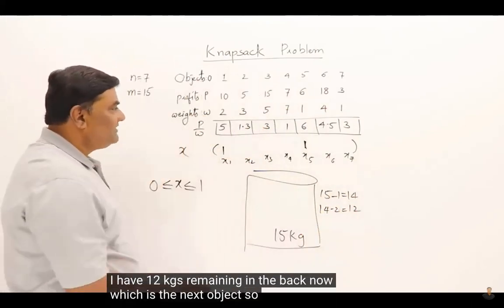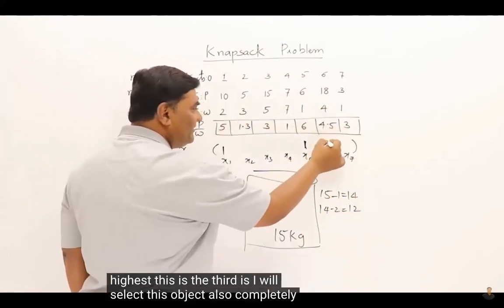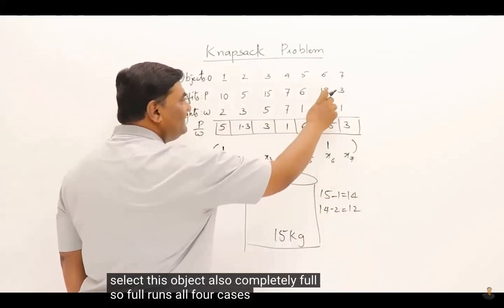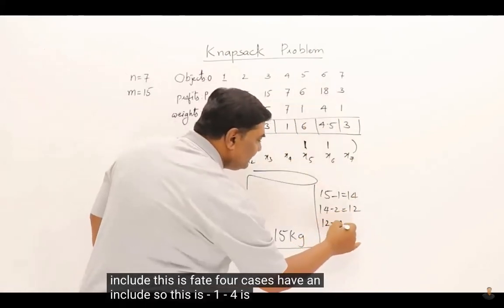Now which is the next object? So this is the highest, and this is the next highest, this is the third highest. I will select this object also completely full. So full means all 4 kgs I will include. This is weight, 4 kgs I will include. So this is 12 minus 4 is 8 kg.